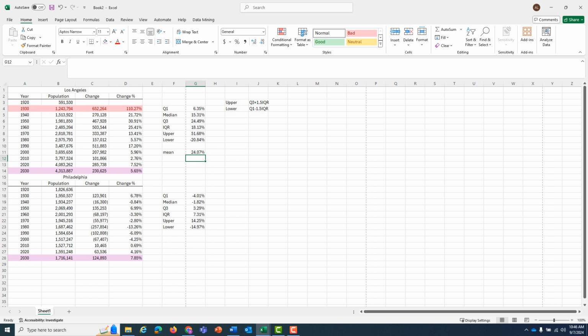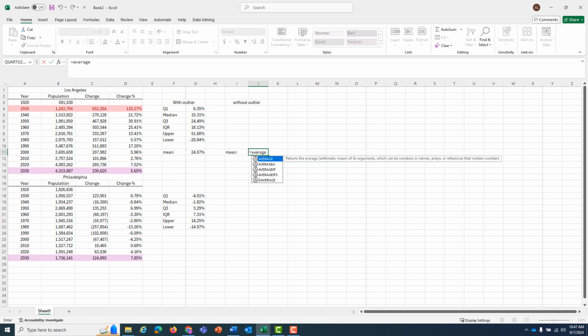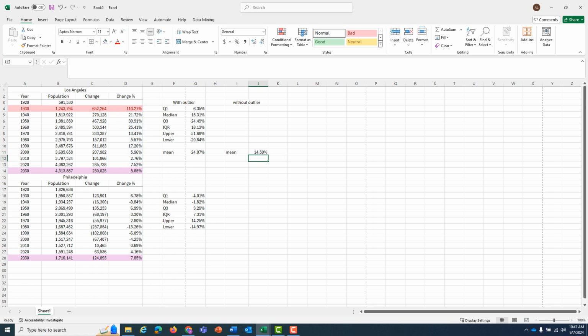Let me delete these formulas over here, so I make sure I don't get my information screwed around. Merge and center these, and we'll call that with the outlier in. What happens without the outlier? What happens when we throw out that one bad rate of change? Let's keep my numbers lined up over here. Our mean is going to be equal to the average of all the numbers that don't have the outlier in it, and that comes up to 14.5%.